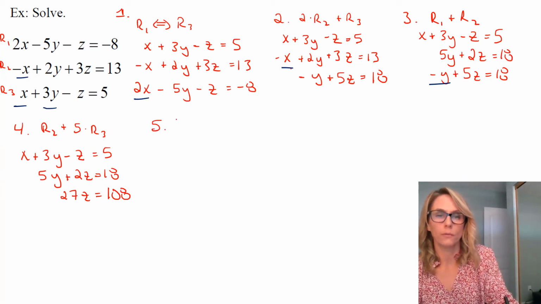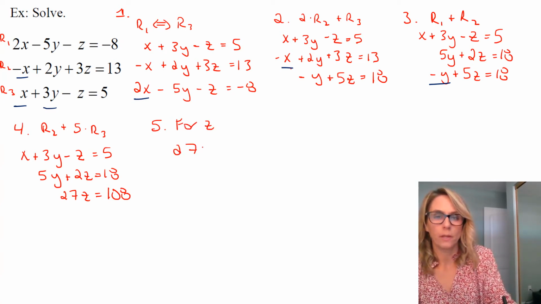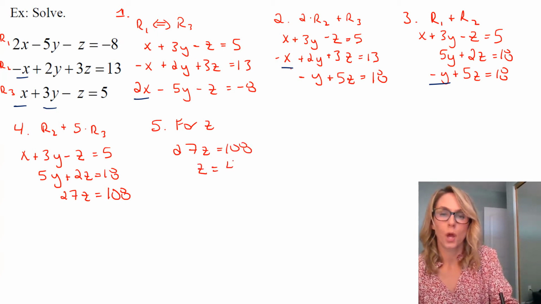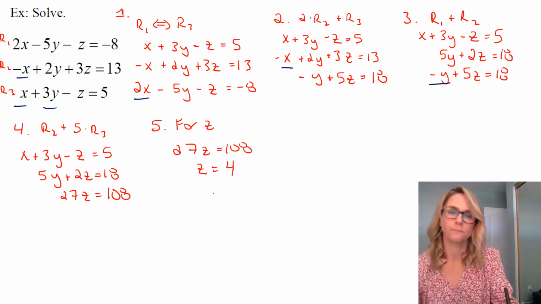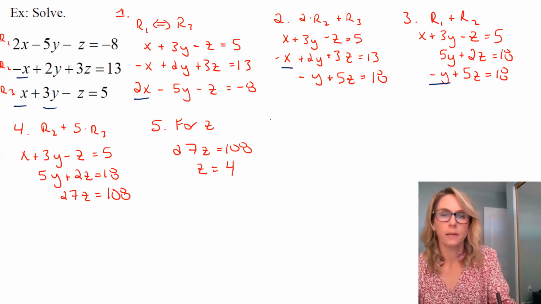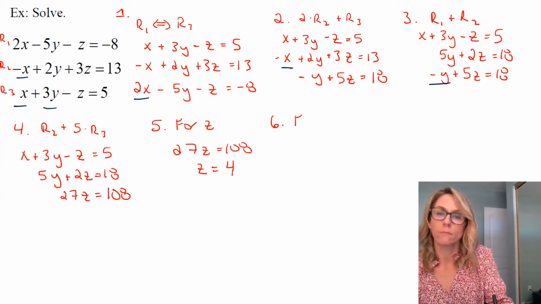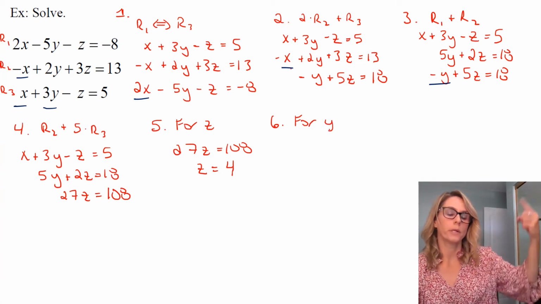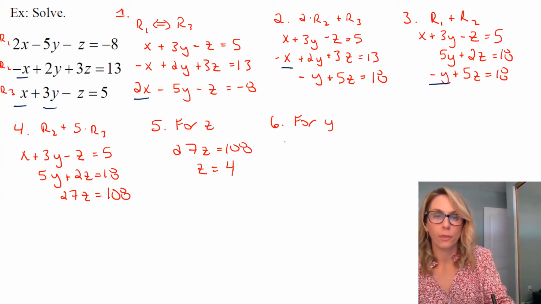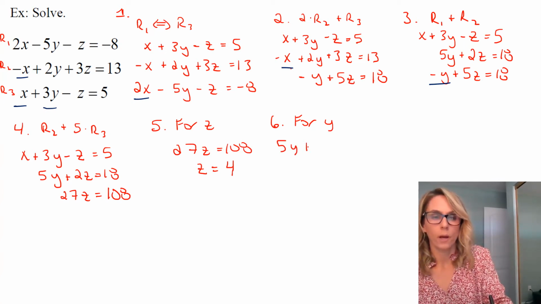solution. So number 5 here, in order to solve for z, I have 27z equals 108. All right, so we have z equals 4. There we are. And then now we just go back. So you're welcome to pause if you want, resubstitute in, make sure you can get those other values. 5y plus 2 times 4 equals 18. 5y equals, so that's 18 minus 8, that's 10.